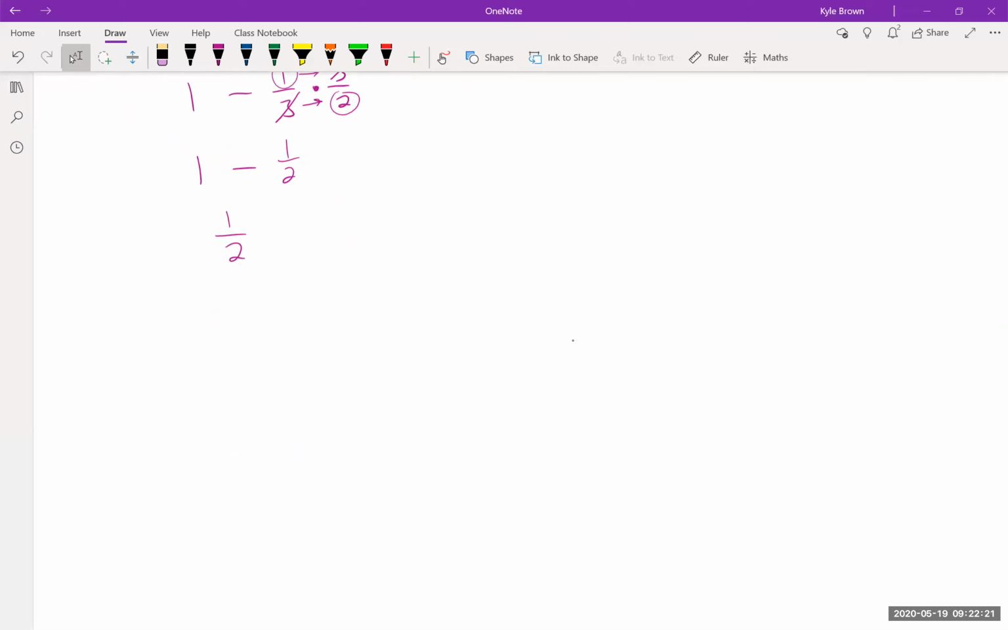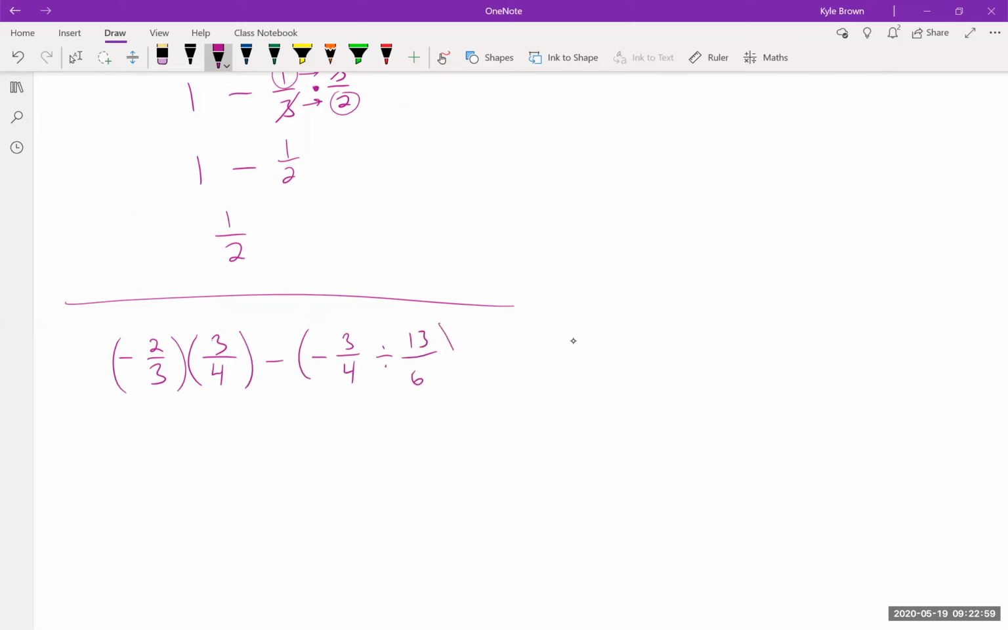So let's find a tougher one here. Yeah. All right, so let's go: -2 over 3, and then 3 over 4, minus -3 over 4, divided by 13 over 6, times -2 over 3. Whew, that one was gross. Lots of stuff going on.